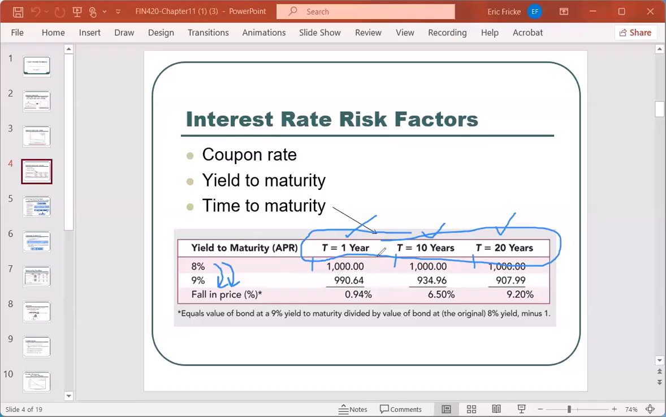But check this out. The 1 year bond, it dropped in price. Interest rates went up, right? And then the bond price went down about 0.94%. Behind the scenes, I'm not showing you, but there's math behind this, right? Calculating the bond price difference when the yield to maturity of the bond changes, right? A 10-year bond, look at that, went up 6.5%, and a 20-year bond went up 9.2%.